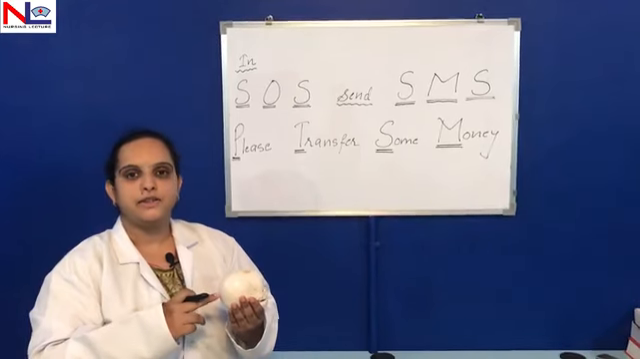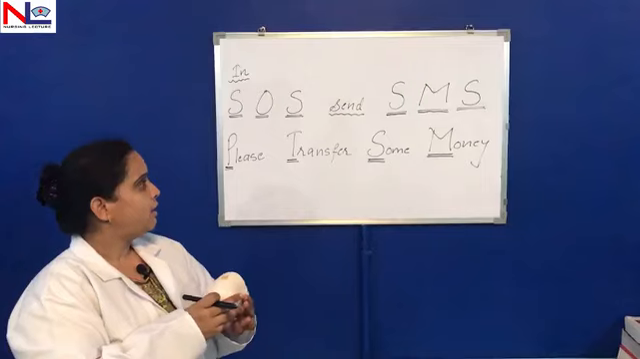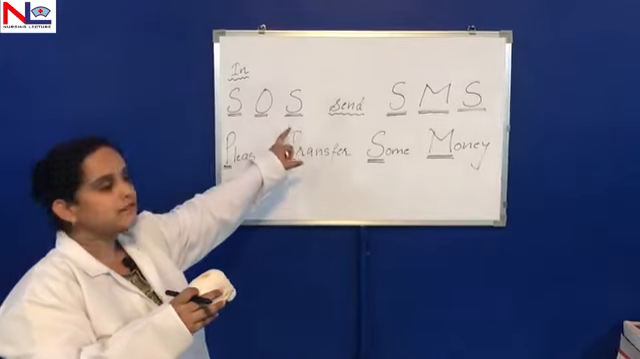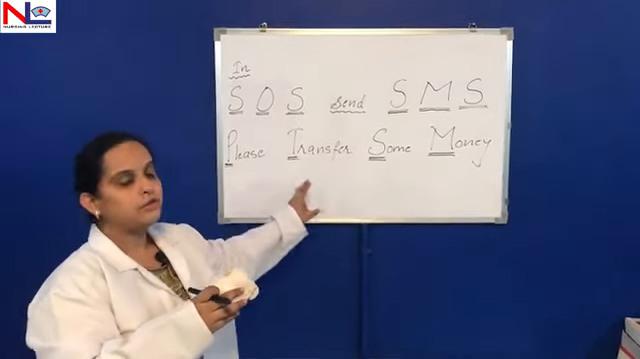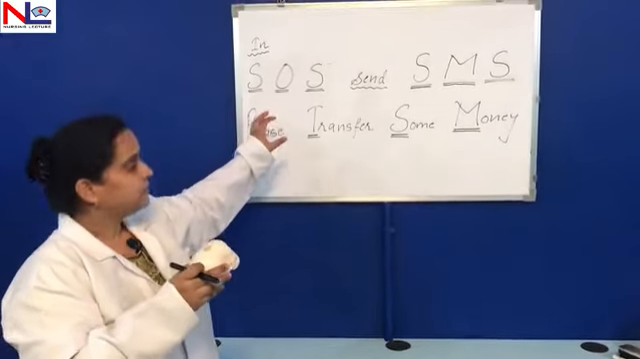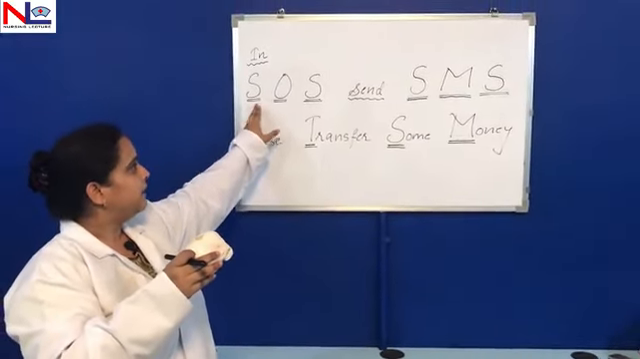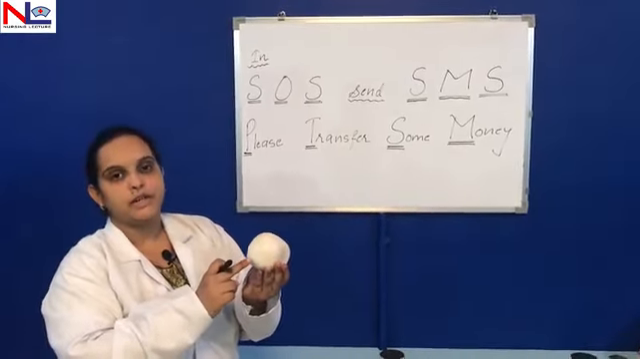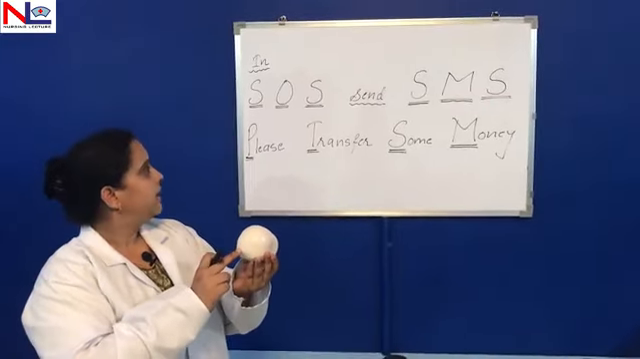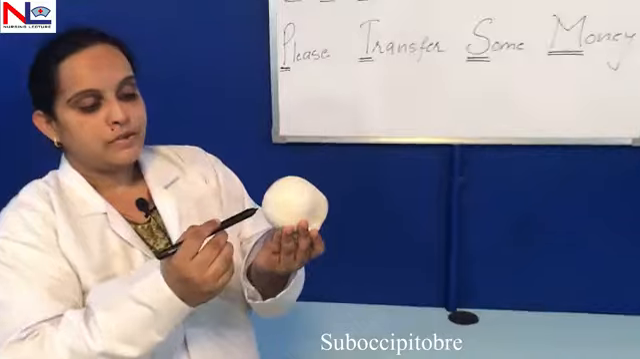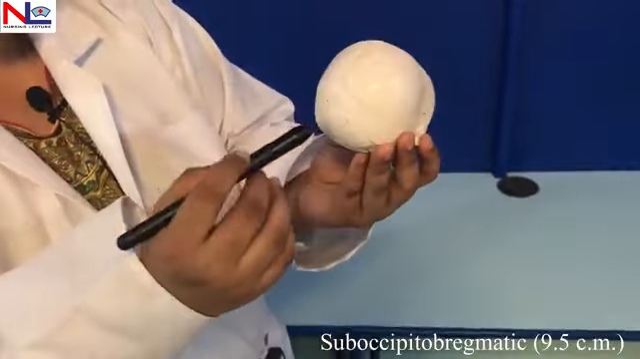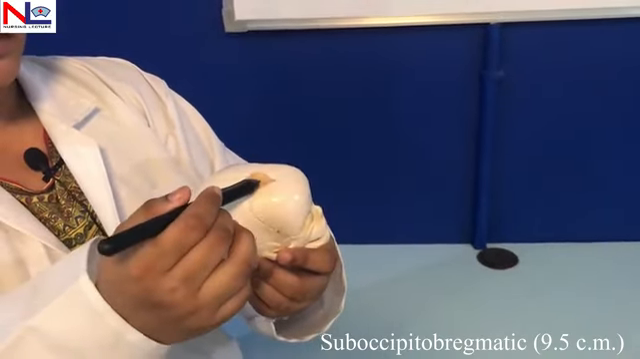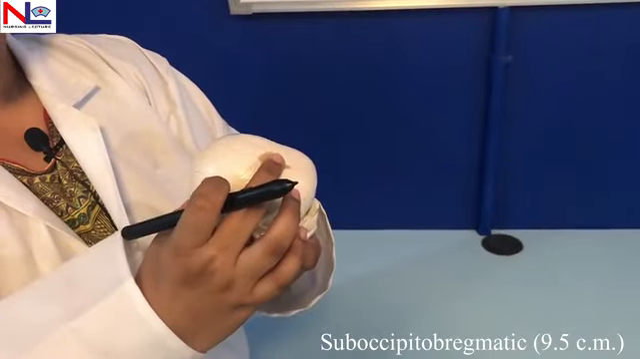In the last aspect of the fetal skull, I am going to discuss the diameters, and to understand all these diameters I have an easy trick. So this is in SOS, send SMS, please transfer some money. So first start with the anterior posterior diameter. In that SOS, these three letters indicate the diameters which start from the occipital region. So first is S. S denotes suboccipito-bregmatic. The point extends from below the occipital protuberance till the bregma, and this is about 9.5 centimeter.